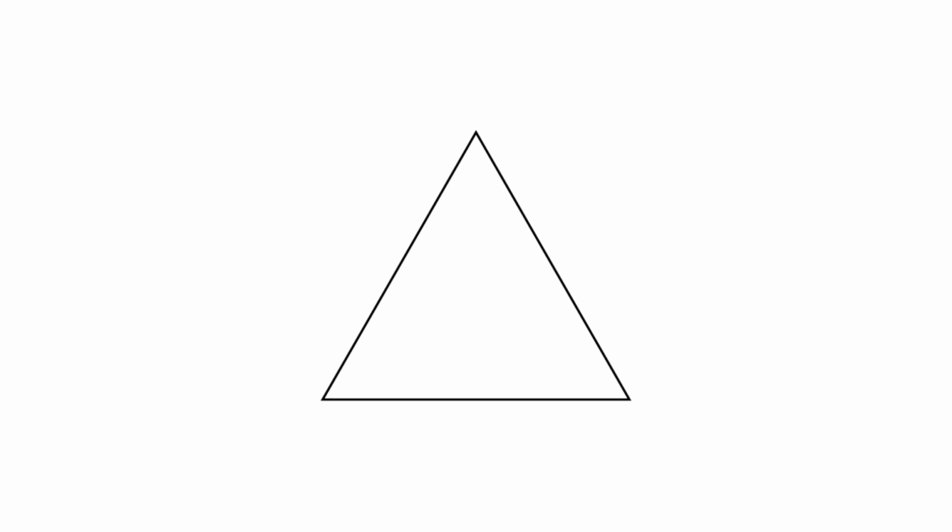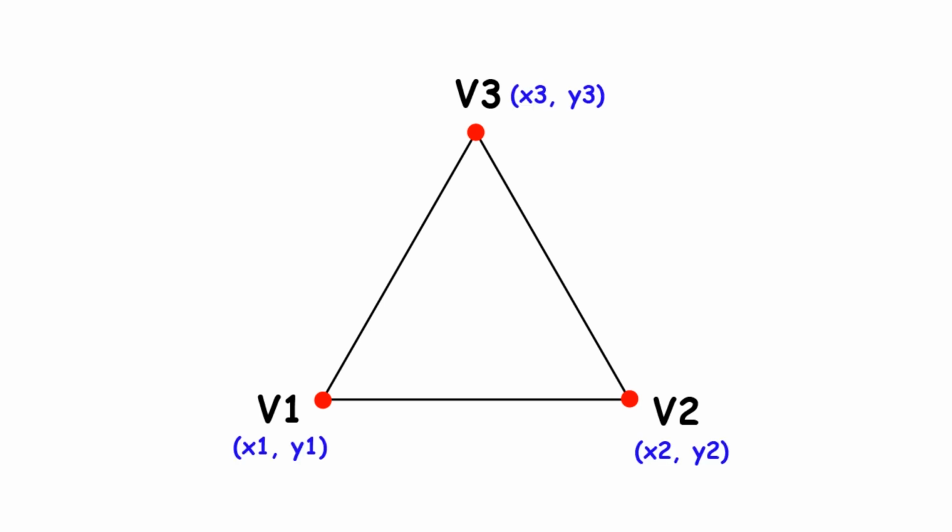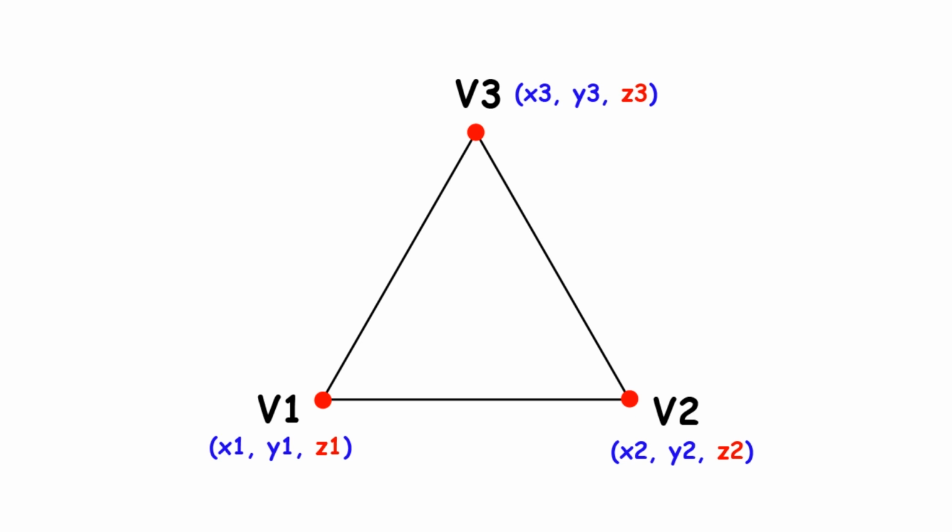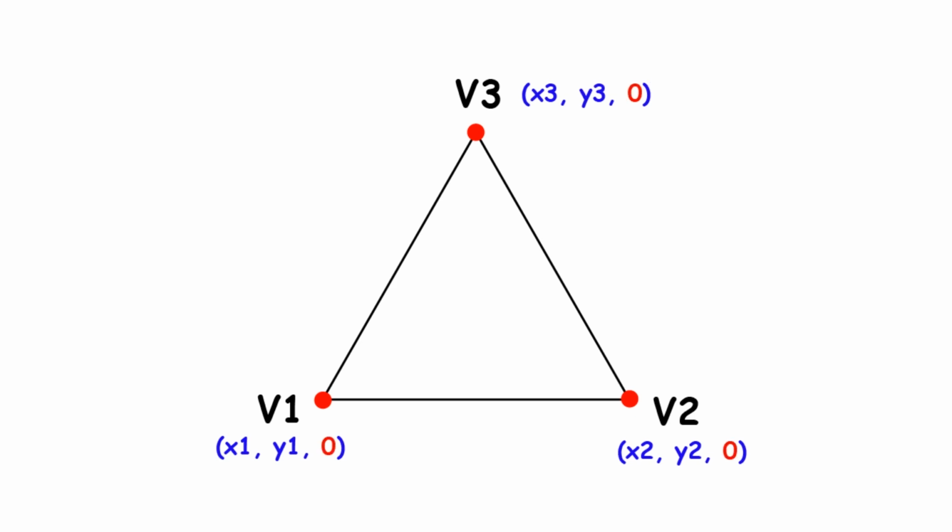Triangle has 3 corner points, so we need 3 vertices. Since the triangle is a 2D shape, it is enough to have only x and y coordinates. But in future, we will be working with 3D objects. So let's use x, y and z coordinates. For now, z coordinate is 0.